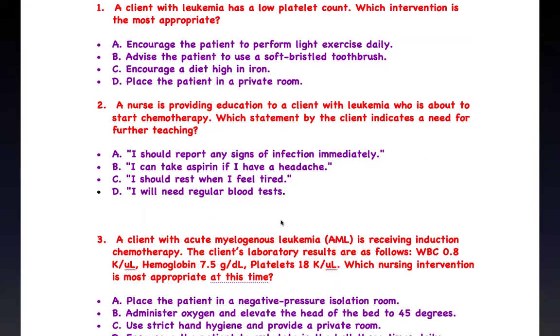And this is providing education to a client with leukemia who is about to start chemotherapy. Which statement by the client indicates the need for further teaching? Keyword, buzzword, chemotherapy. What do you need to teach them? I should report any signs of infection immediately. Yeah, when you have chemotherapy you are immunocompromised, so you should report signs of infection. I should take the aspirin if I have a headache. Your platelet is going to go down. You may bleed. You should not take aspirin. I should rest when I feel tired. Yeah, frequent rest is good because of anemia. I will need regular blood tests to check what is going on. So the right answer is B. You should not take aspirin when you have a headache.